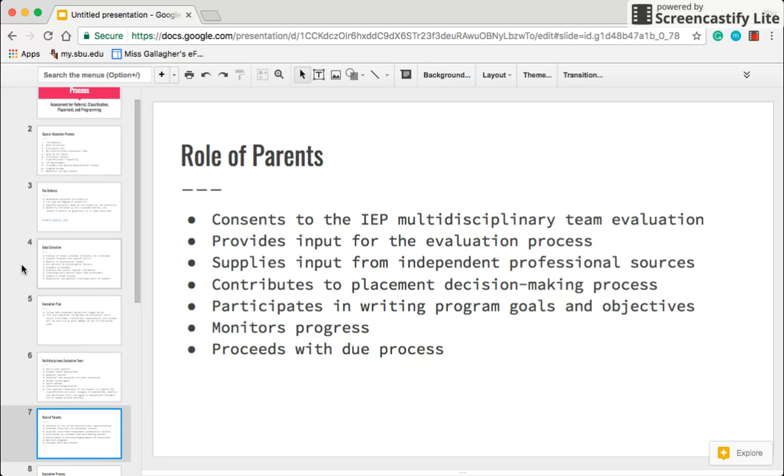The next part of the chapter the author talked about is the role of the parents. So the parents have a huge role, obviously, because it's their child that's being referred and looked at. So the parent consents to the IEP multidisciplinary team evaluation. They can provide input for the evaluation process. They can supply input from independent professional sources. They contribute to the placement decision-making process. They participate in writing the program goals and objectives. They monitor progress, and they proceed with due process.